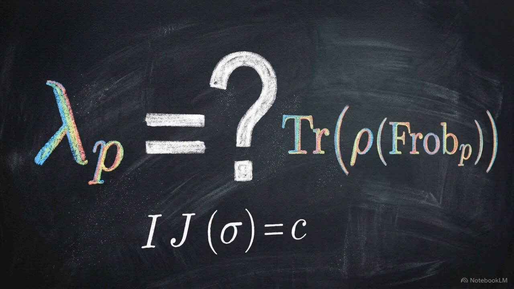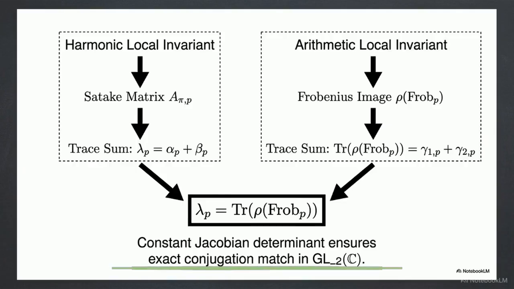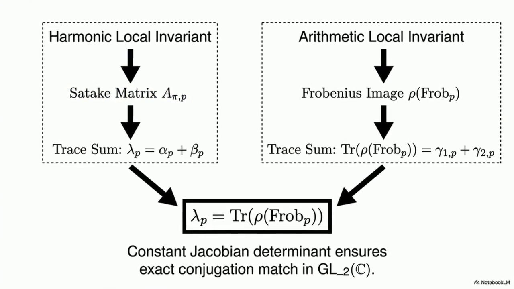Consider our constraint. Since the original Keller map has a strictly constant Jacobian determinant, how must these 2 distinct traces mathematically relate? The constant Jacobian determinant C acts as the central character, locking the product of the Satake parameters. This forces the characteristic polynomials to align. The matrices become exact conjugates in GL2(C), making the Hecke eigenvalues and Galois traces match identically.